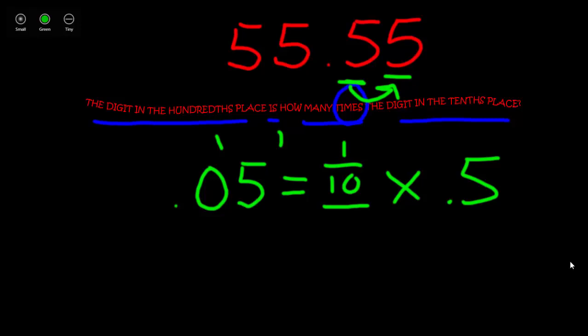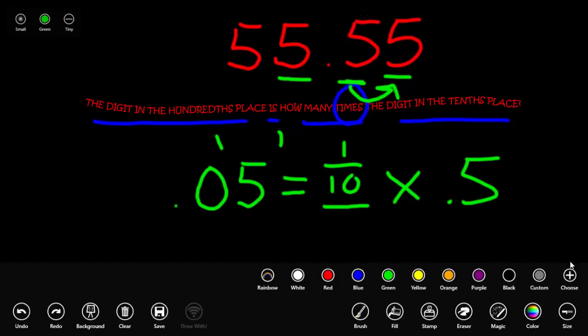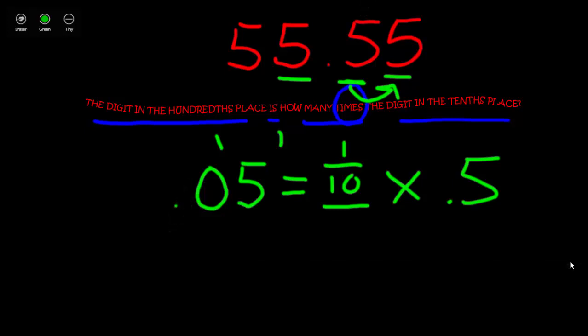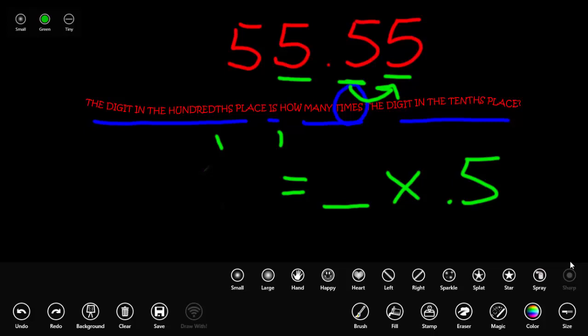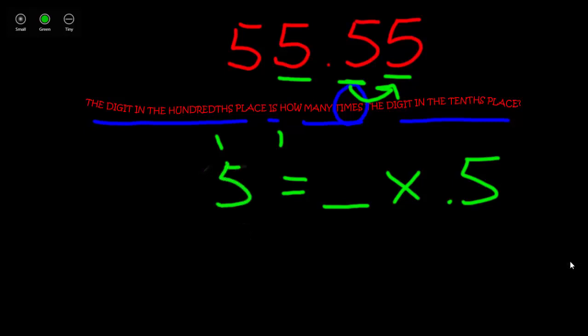If we were talking about the digit in the ones place, which is 5 ones, things would change a little bit. If we wanted to know 5 is equal to how many times the digit in the tenths place, which is 5 tenths, we would know that we'd have to make 5 tenths larger. And instead of moving to a smaller number that we have here, 5 hundredths, we'd be moving this direction, making it larger. And we know that would be 10. 10 times 5 tenths would actually equal 5.